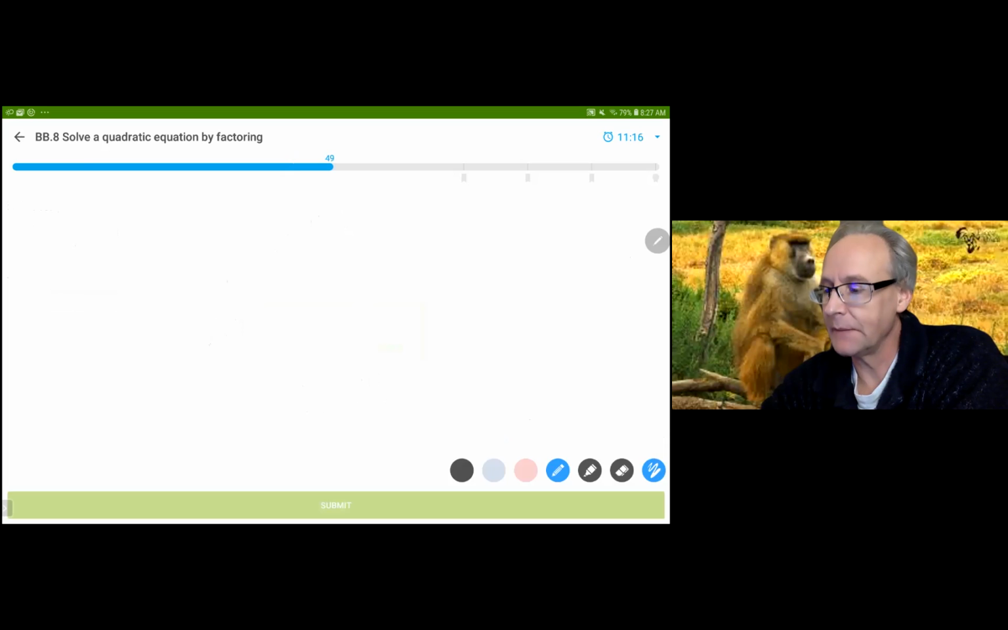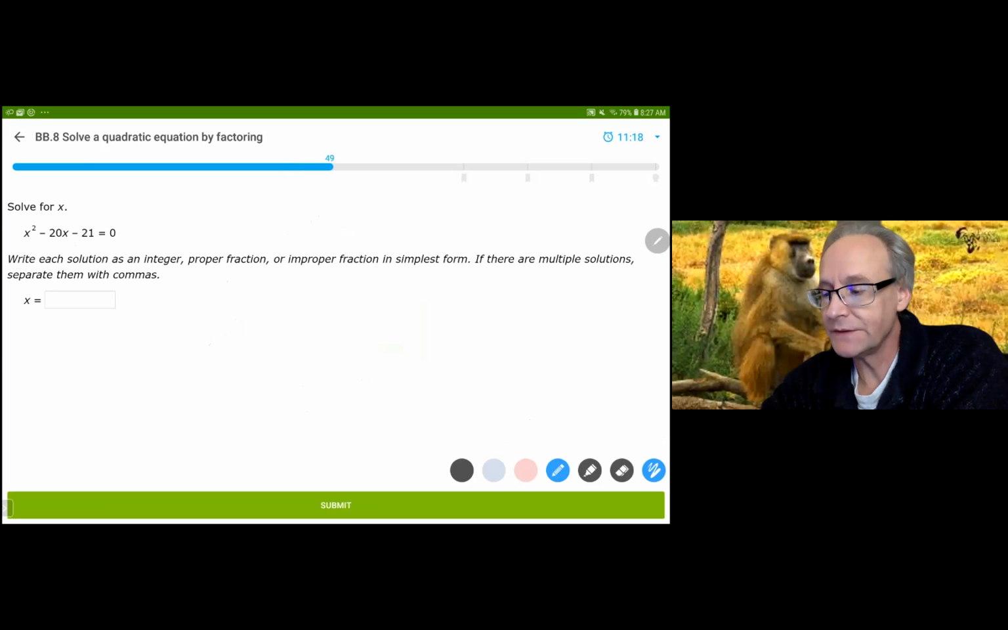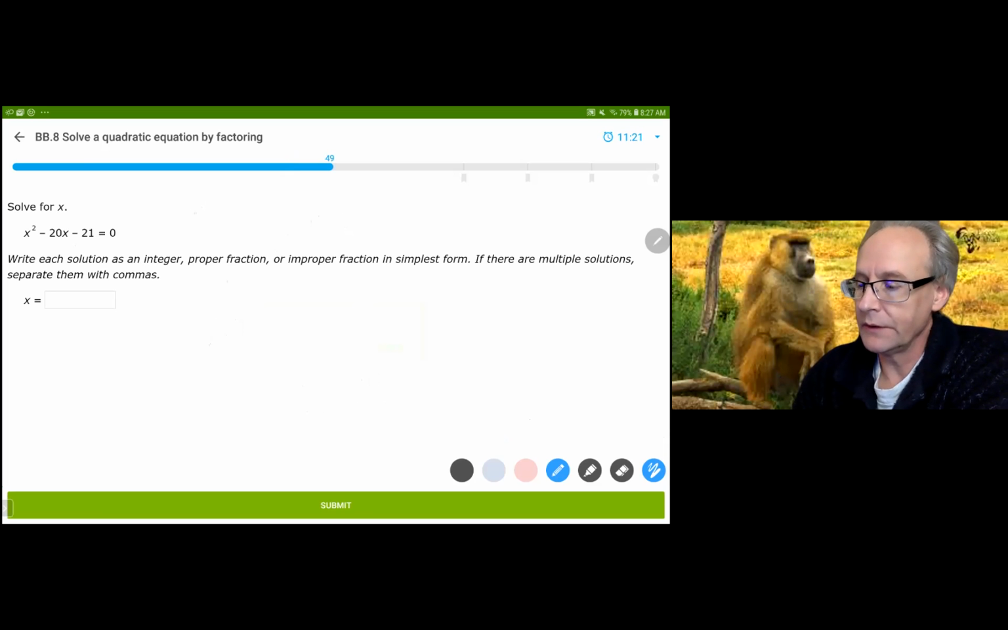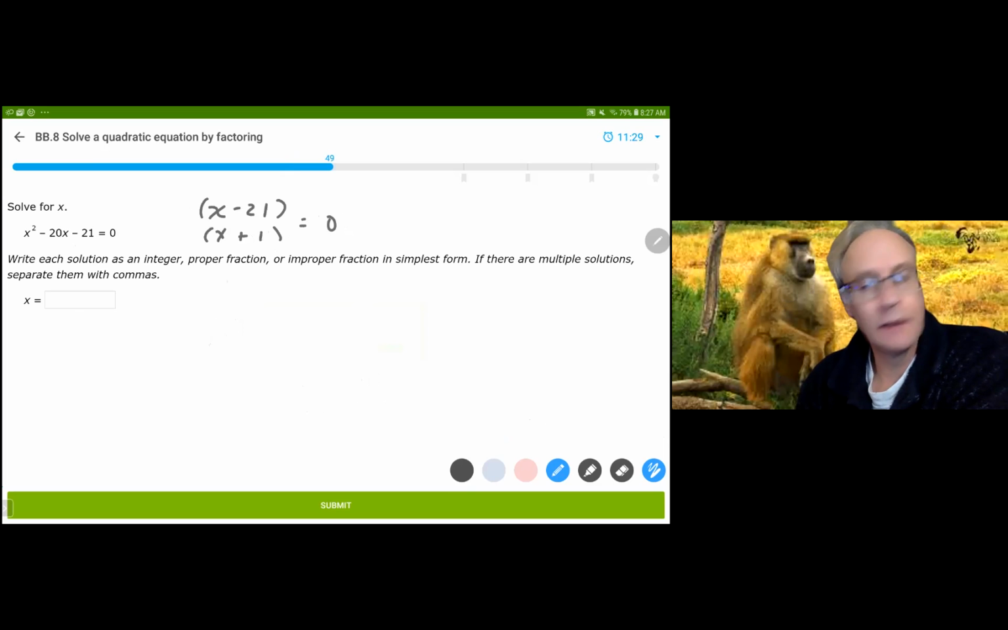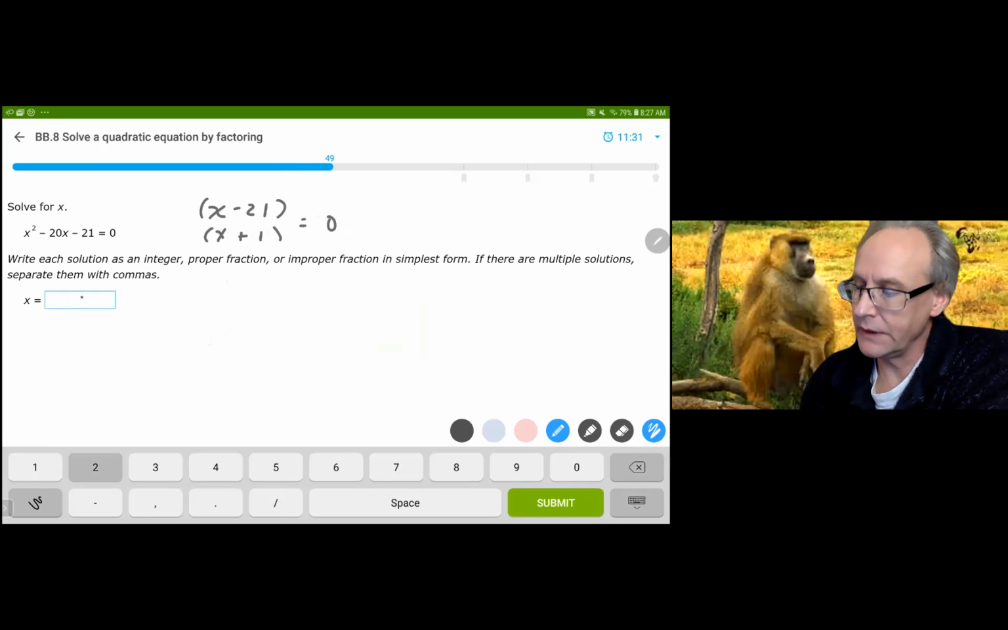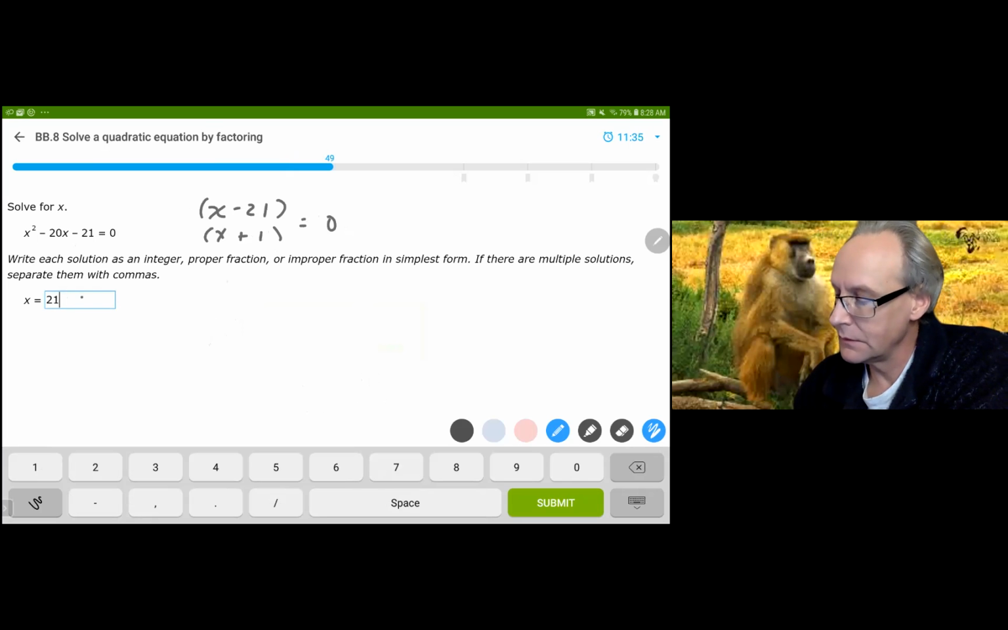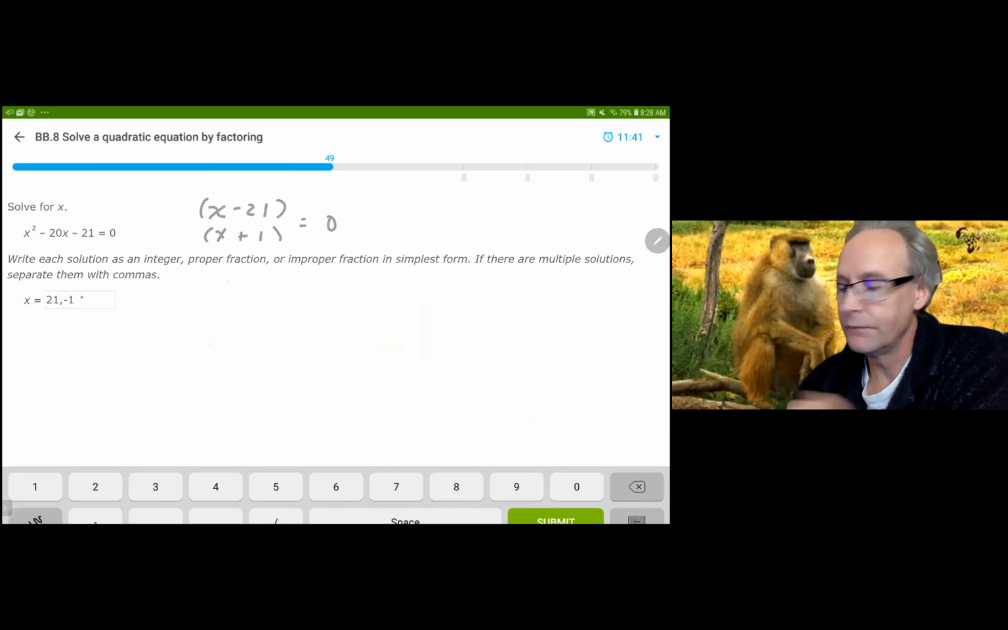Let's see what we get this time. Okay, very similar type of problem. We're looking at x minus 21 times x plus 1, which will give me my negative 20 in the middle. And so I'm looking at 21 and negative 1. There they are. Those are my solutions, 21 and negative 1. Looks good.